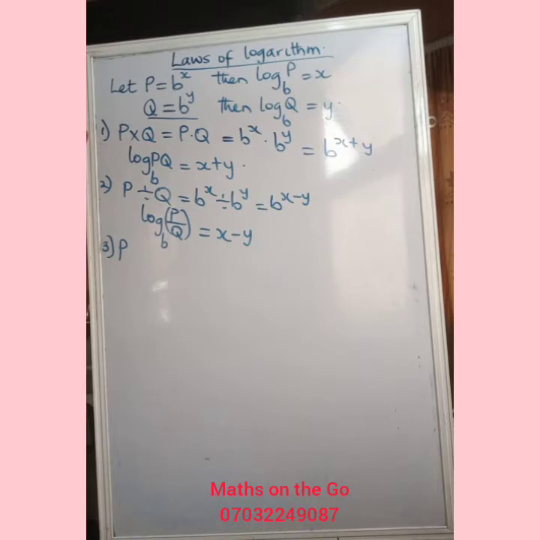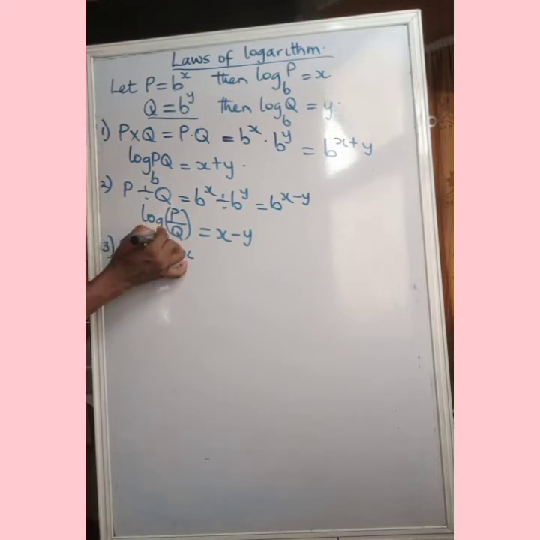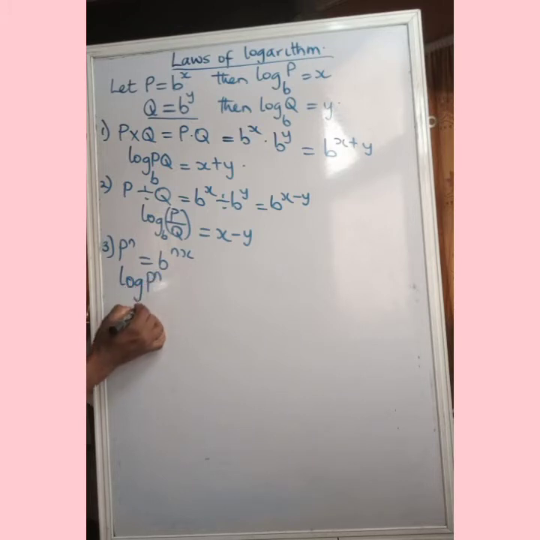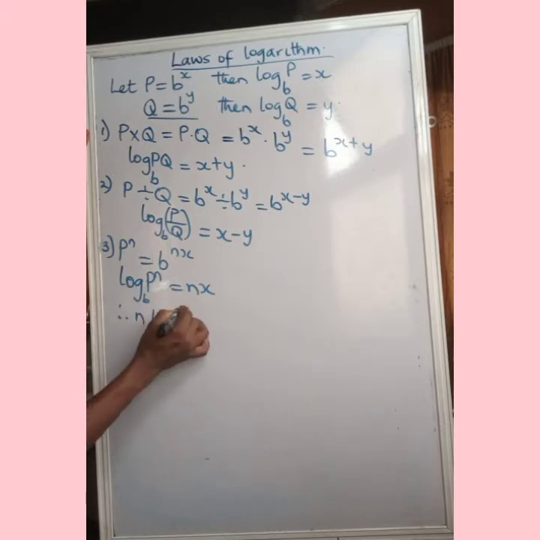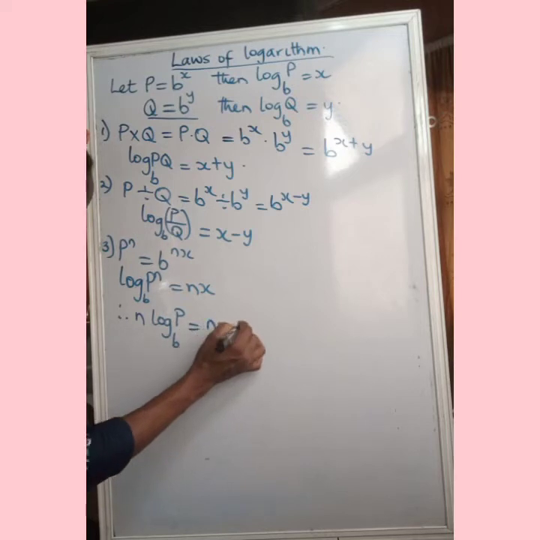Let's go to the third law. P raised per N equals B raised per NX. Sorry, don't let this confuse you. Let me write it closer. P raised per N equals B raised per NX. So log of P raised per N base B equals NX. Therefore, this N cannot be here. So you bring it out to the back of log. So we have N log of P base B equals NX.